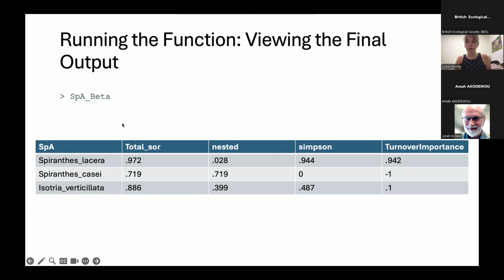And we have that for each of our species that we care about. So if we look, Spiranthes lacera has a turnover importance of 0.942. So compositional turnover is really important for it. Spiranthes casei, on the other hand, has a turnover importance score of -1. So nestedness is really important for them. And Isotria verticillata has a value of 0.1, meaning that there's pretty even distributions of turnover and nestedness across that community.